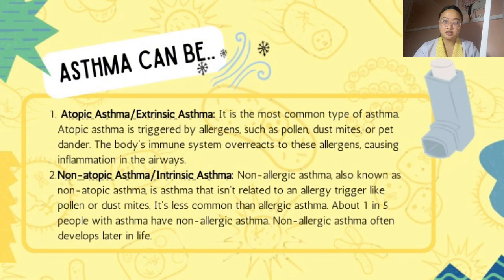Non-atopic asthma focuses on triggers that are not directly related to specific allergens. This means it can be triggered by other factors like exercise, cold air, or certain medications. Understanding these common types of asthma is important for tailoring treatment plans. Atopic asthma requires a focus on allergen avoidance and anti-inflammatory medications, while non-atopic asthma may require different approaches to identify and manage the triggers.